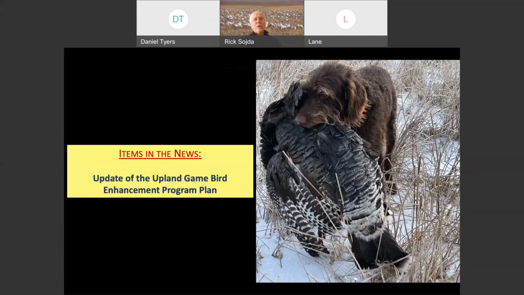The last point I want to mention in terms of items in the news is the Upland Game Bird Enhancement Program plan, which was written, I think, back in 2011, is being updated. It was supposed to have been done last year, didn't get finished, so they're still working on it. But there's lots of opportunity to comment on that too, if you'd like. If you look at the Upland Game Bird Enhancement Program website on the Fish, Wildlife, and Parks site, you can get more information there about that as well.